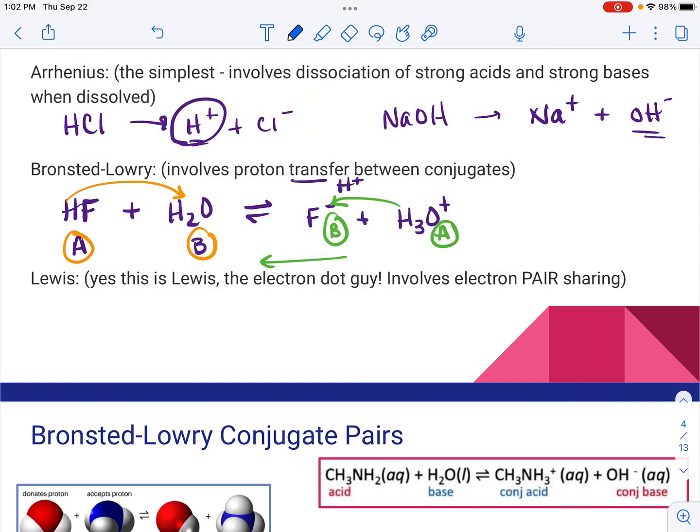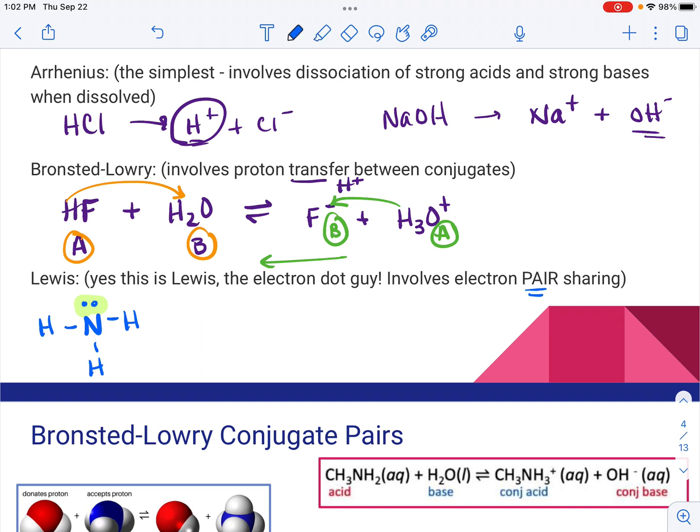And in this case, it's not a transfer or a dissociation, it's a sharing of a whole electron pair. The classic example of this is ammonia, because when you draw the Lewis dot structure, and that's why it's Lewis, because it's the same guy, it looks like this. And this means that it has this pair of electrons right here that it could donate.